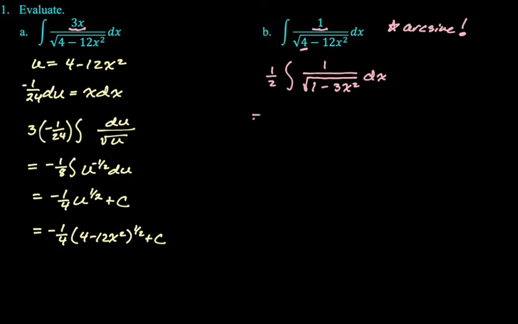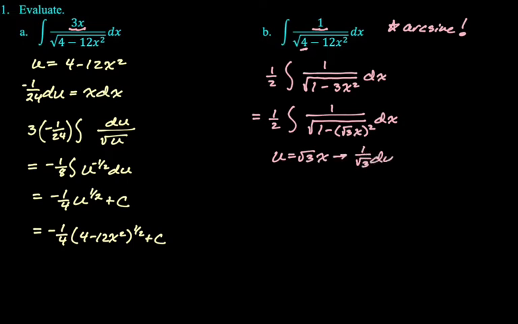I had a lot of trouble saying that. 1/2 the integral of 1 over the square root of 1 minus the quantity root 3 times x, all squared. So that we can do a u-substitution. u is going to be root 3x, which means that 1 over root 3 du is equal to dx. We can do all of our substitutions now.